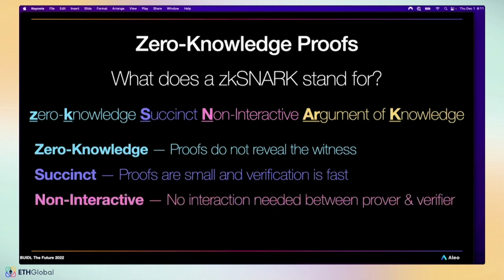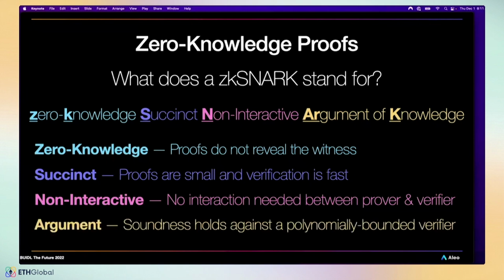A zero-knowledge proof is non-interactive. So what this means is that the prover, the party generating the proof, and the verifier, the party verifying the proof, do not need to talk back and forth for the verifier to be convinced that the proof is true. The verifier can independently verify without the need for communication. And a zero-knowledge proof is sound.